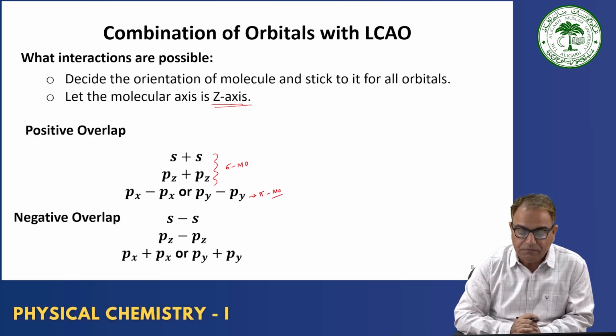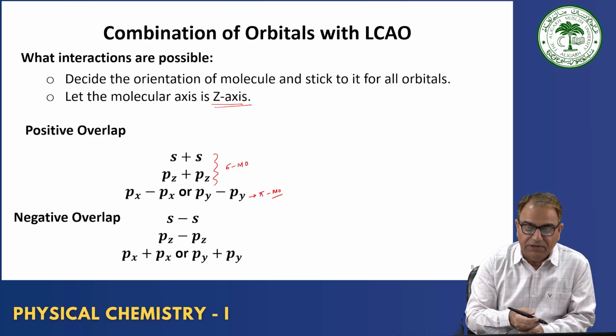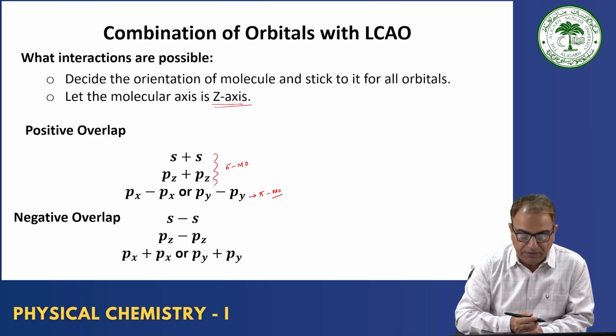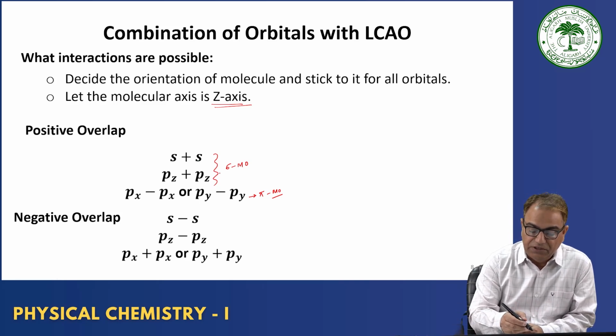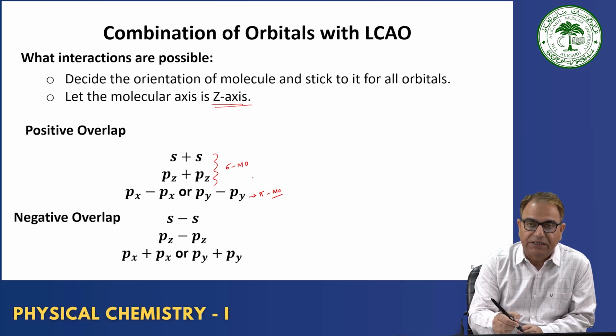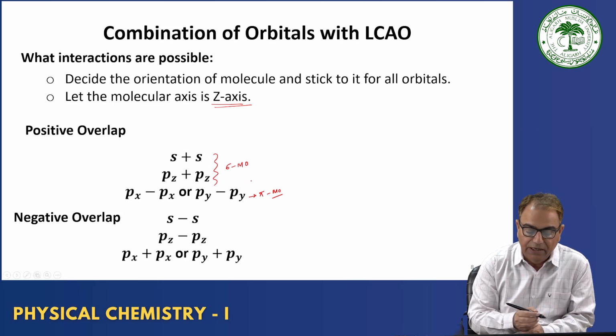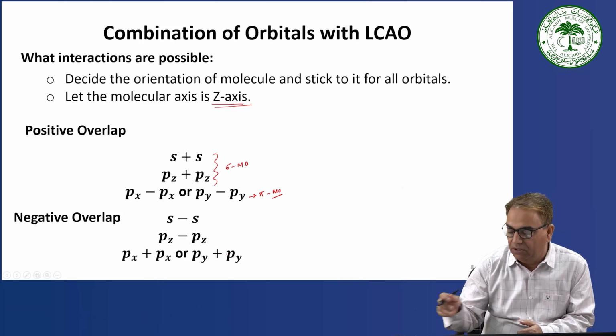Okay. So at the top it's a positive combination, and at the bottom it's a negative combination. The positive combination will be constructive interference and will give you a bonding molecular orbital, and the negative combination will be destructive interference and will give you an anti-bonding molecular orbital.